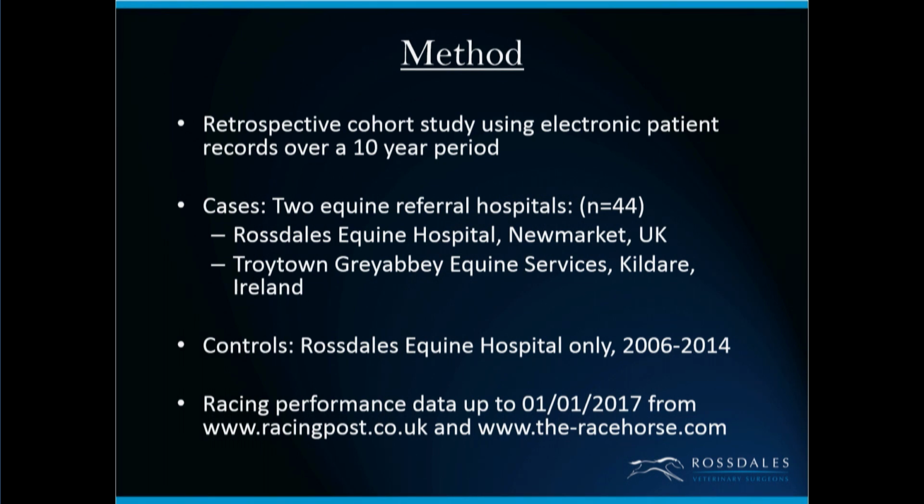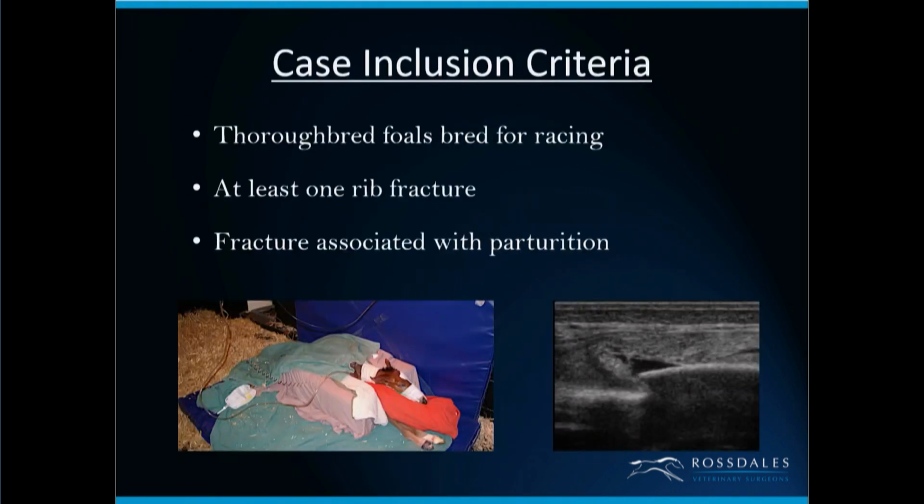So our case inclusion criteria: they were thoroughbred foals that were bred for racing. They needed to have been diagnosed with at least one rib fracture, and the fracture needed to be associated with parturition.